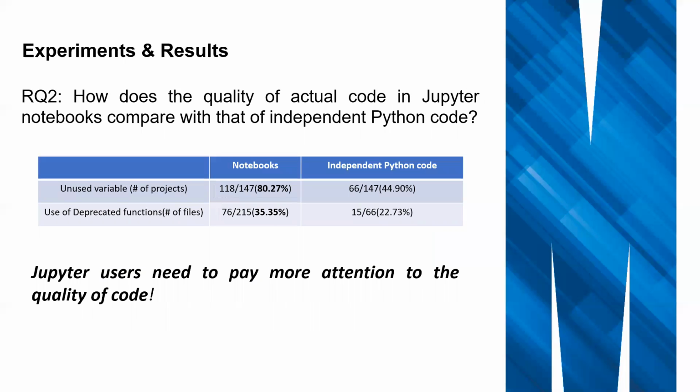As for research question 2, we experimentally found that 118 and 66 out of 147 repositories, whose Jupyter notebooks and independent Python scripts respectively, contain unused variables. This shows that notebooks have introduced many more unused variables than independent Python scripts. Another 215 notebooks and 66 Python scripts use sklearn. 76 and 15 of them have somehow leveraged deprecated APIs. This result suggests that Jupyter users need to pay more attention to the quality of their code.